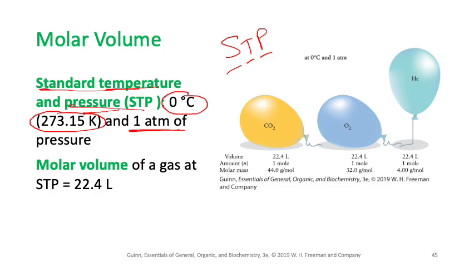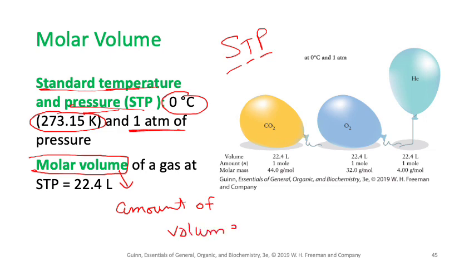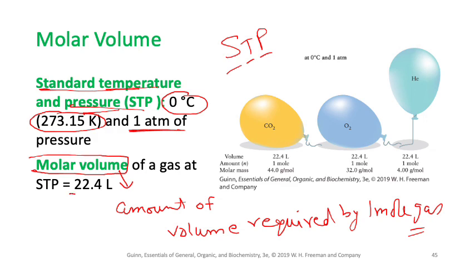And then the other term that you need to know is molar volume. Molar volume is the amount of volume required by 1 mole of a gas. The amount of volume occupied by 1 mole of any gas is what we call molar volume, and it is measured at STP. So this is important: at this condition, it always comes out to be 22.4 liters.